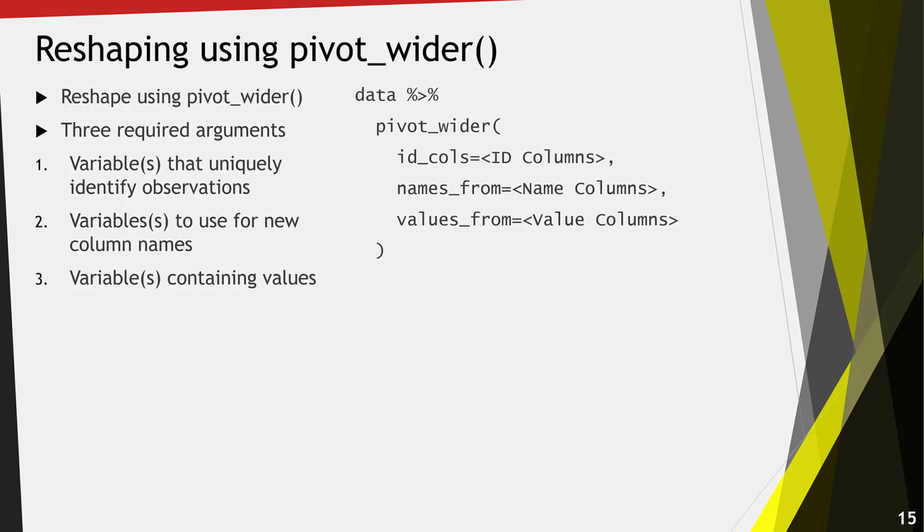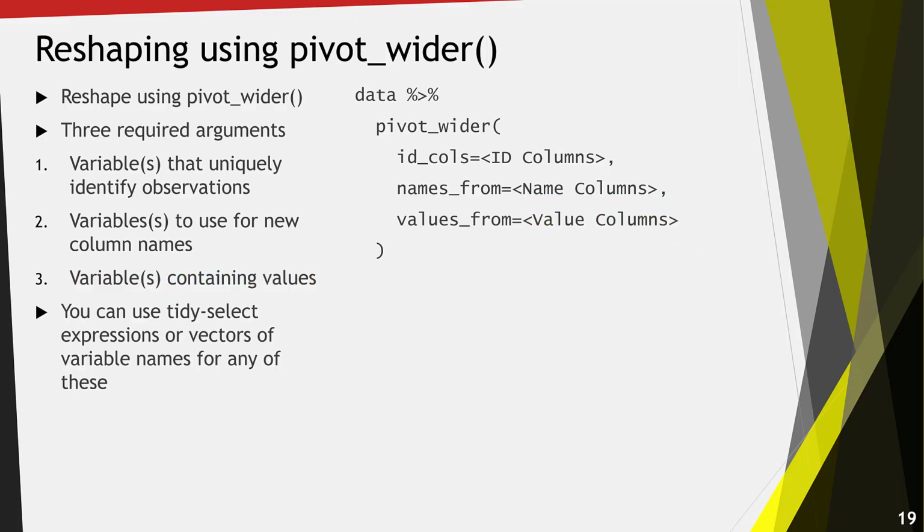Pivot wider, like many dplyr verbs, takes data as its first argument. You'll usually just pipe the data to pivot wider, replacing that first argument. It then takes 3 required arguments. The first is the answer to your first question. It's the variable or variables that uniquely identify observations. You give those to the ID cols argument. Next, you'll provide a list of the variable or variables that you'd like to use to construct column names as the names from argument. Finally, you'll provide the variable or variables containing values you would like in your output table to the values from argument.